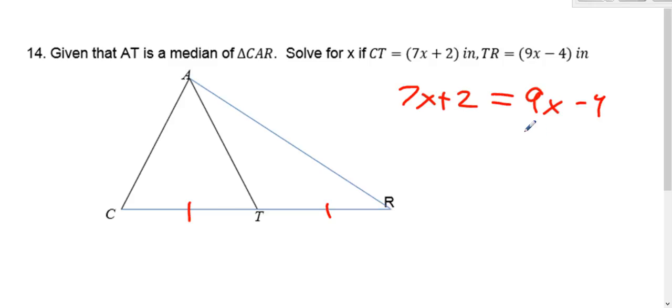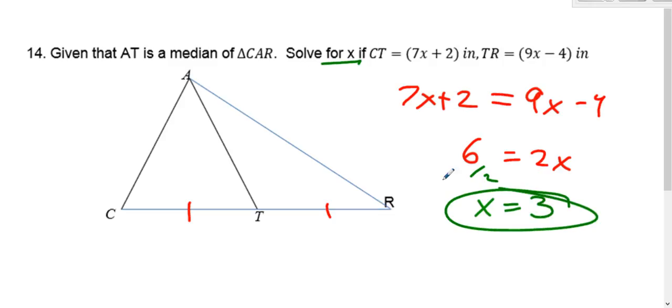Subtract the 7x, get 2x. Add the 4, you get 6. Divide by 2, so you get x equals 3. It said solve for x. There it is.